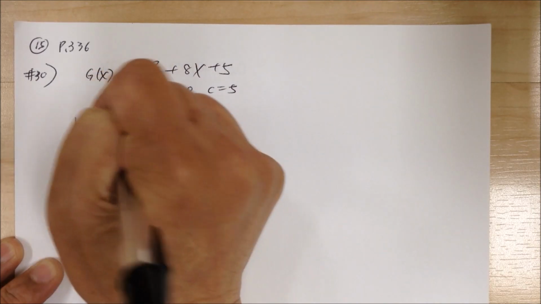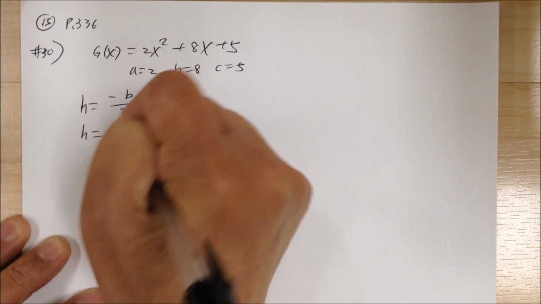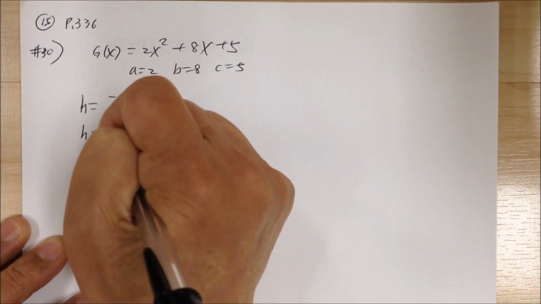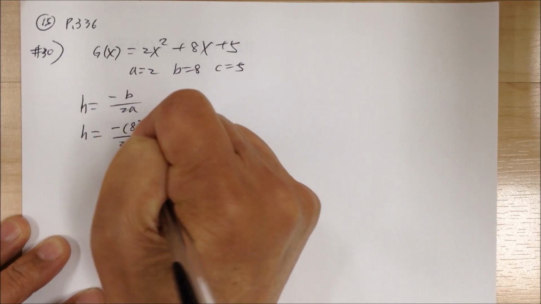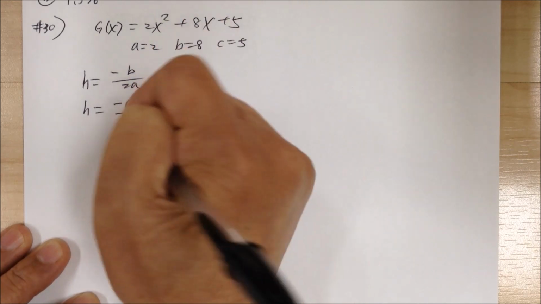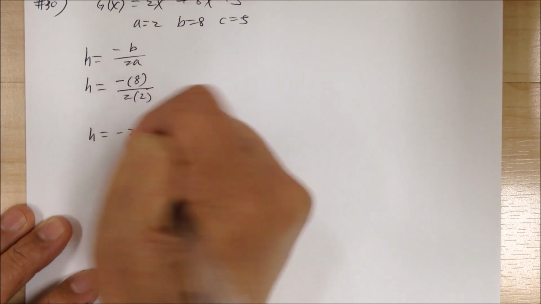So h equals negative b over 2a. So go ahead and substitute. Negative 8 over 2 times 2. So you can substitute all the numbers in here, and use your calculator, you can figure out h equals negative 2.